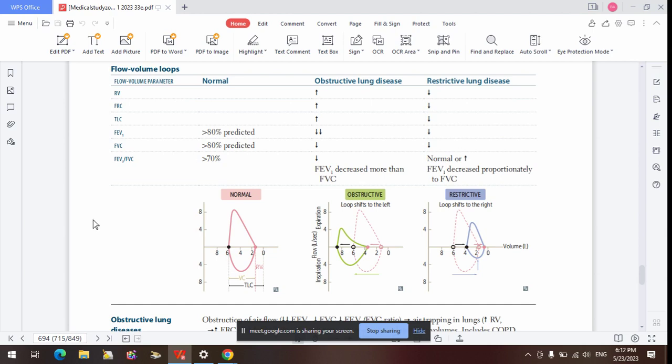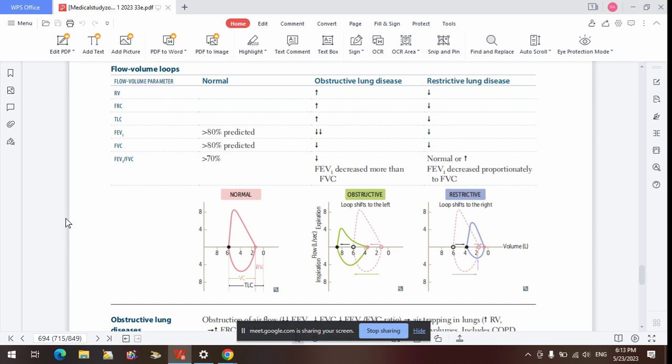Now, because there is no resistance, both FEV1 and FVC are going to reduce proportionally. They reduce by the same amount. So at the end of the day, the FEV1 over FVC ratio might be normal. It might be normal, or it can even be increased.